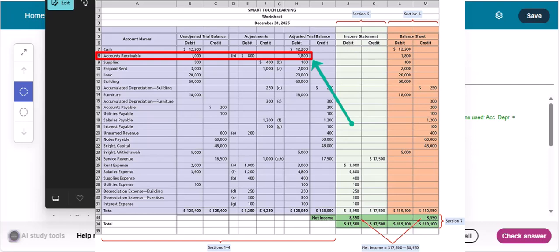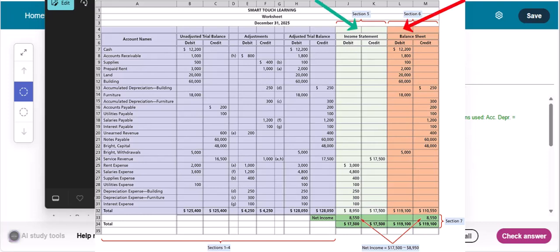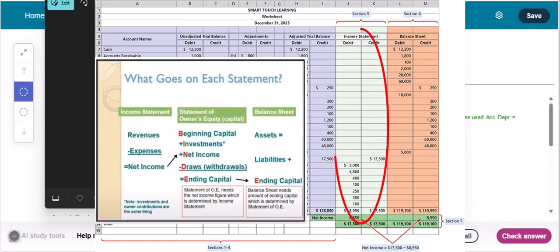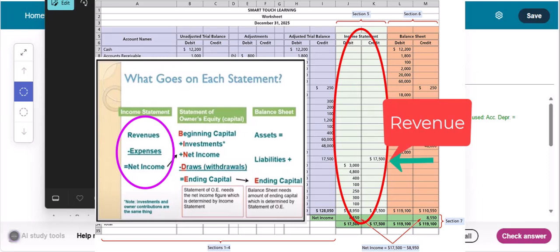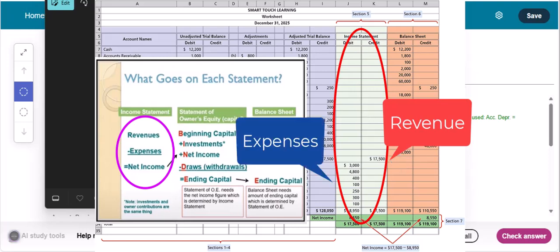Once we get done with the adjusted trial balance columns, we have two new columns: the income statement columns and the balance sheet columns. In the income statement columns, we put the accounts that affect the income statement, which means revenues and expenses. As you can see, we have our revenues here, and then all of our expenses. Then we figure out what the difference is.